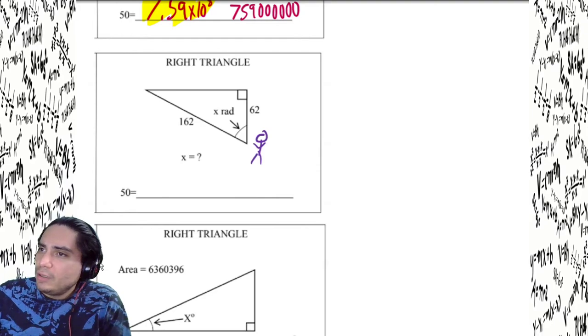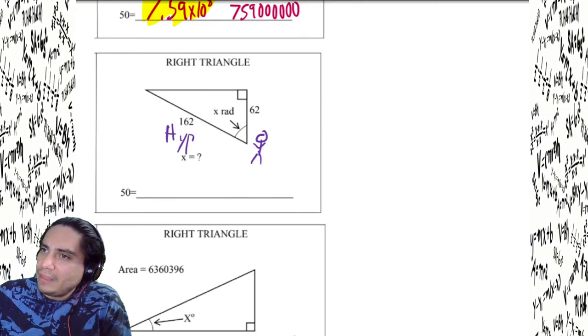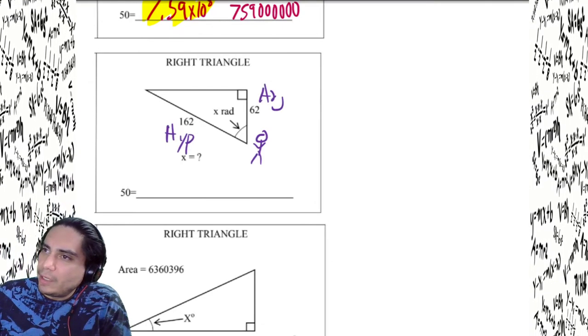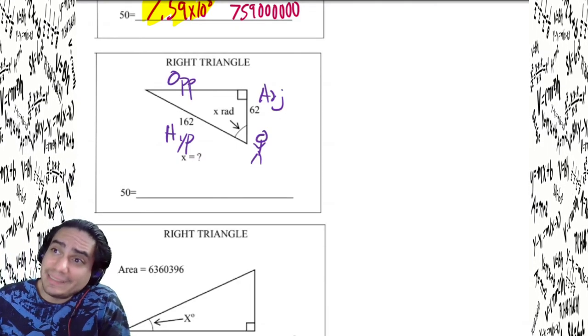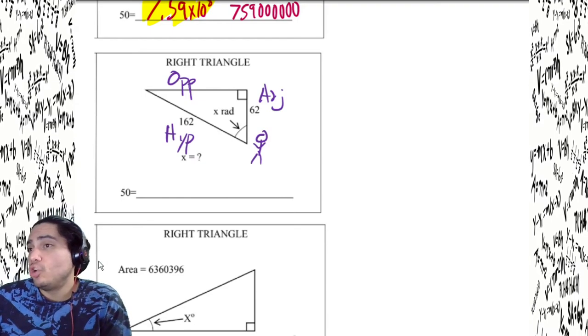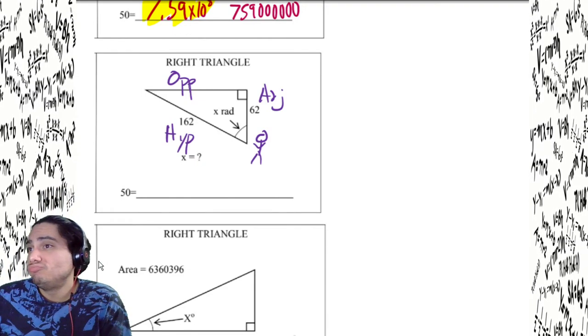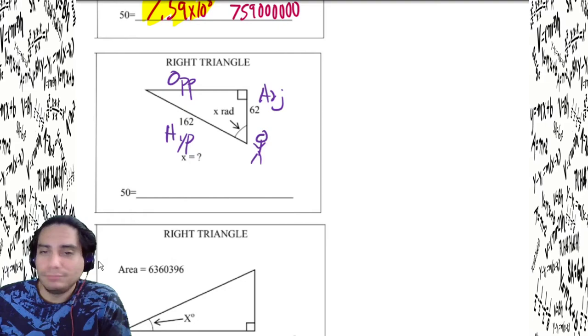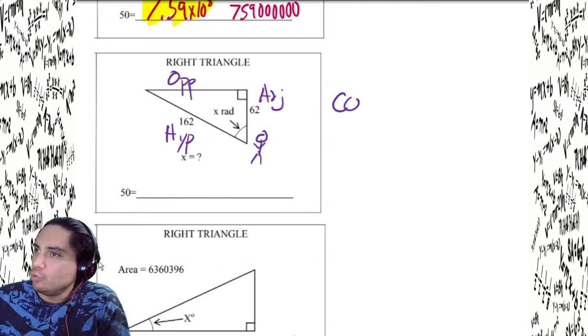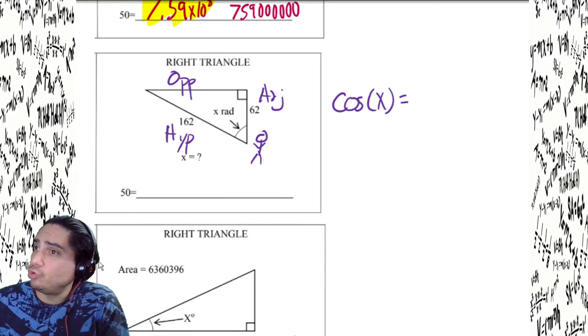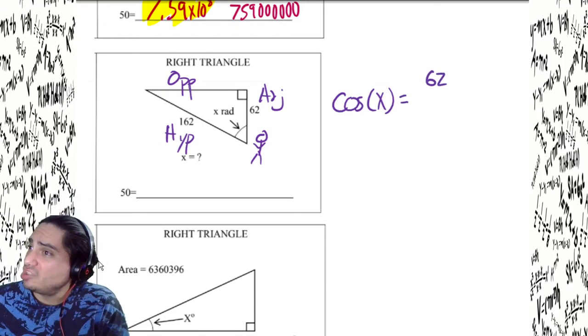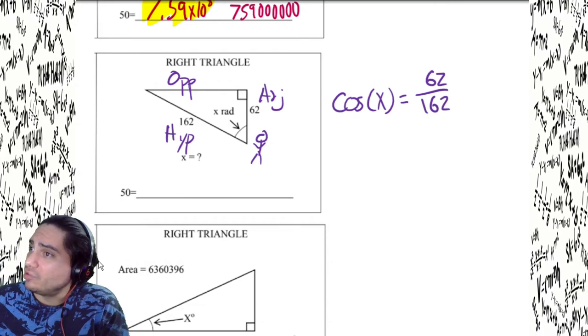All right, so we got our angle of reference right here. We got our hypotenuse right there. We got the adjacent right there. Are we using the opposite? No, we are not, but it's there just in case, okay? So we're going to use cosine of x is equal to the adjacent, which is 62 over 162.